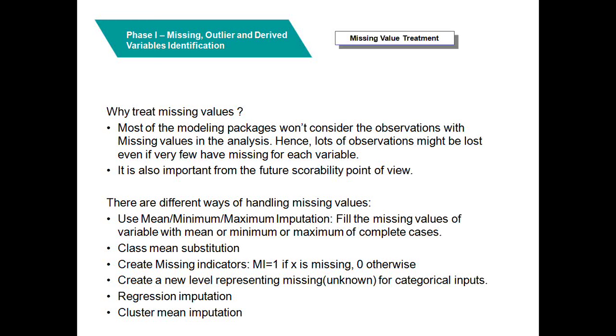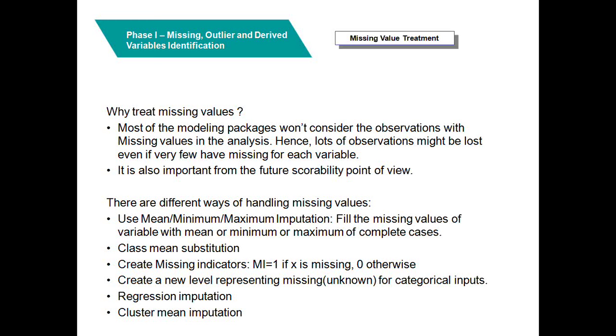So let's say you have a payment distribution of a person. So payment is variable for account number. So you cannot put the mean there, because sometimes he has got a huge amount of payments due to some extra factors, and if you are putting the mean imputation there, then it could be a bias. So we have to think about whether we should use mean, minimum, maximum or not.